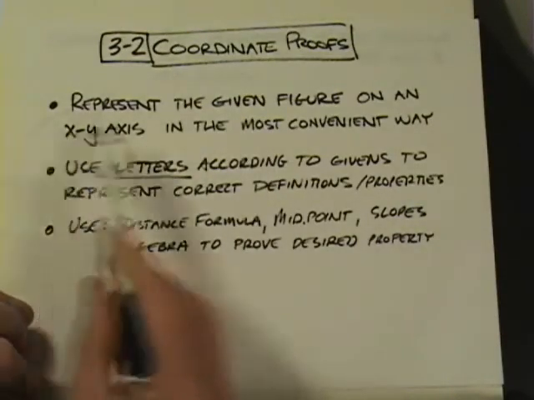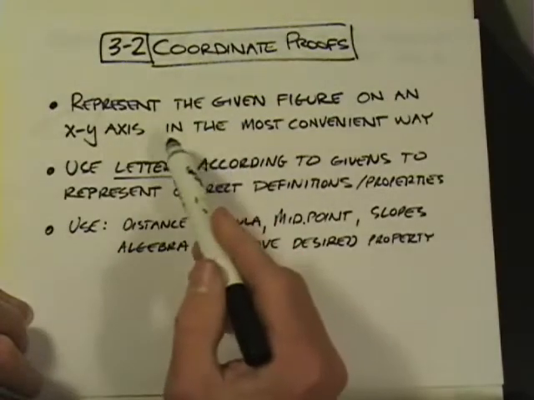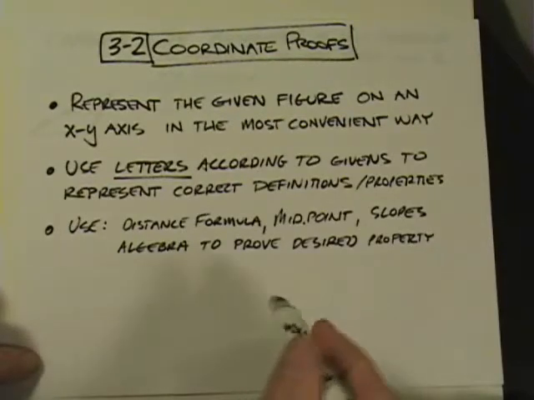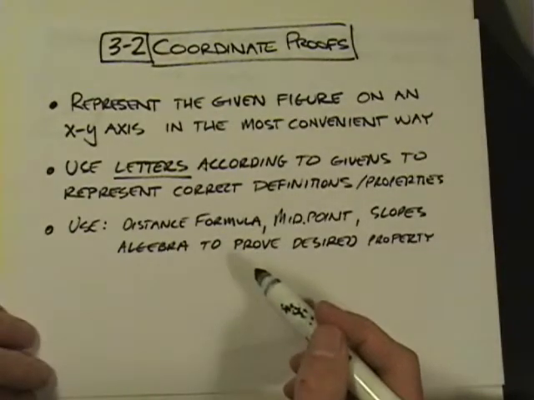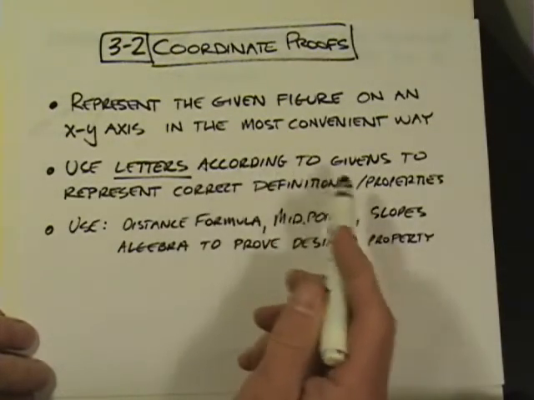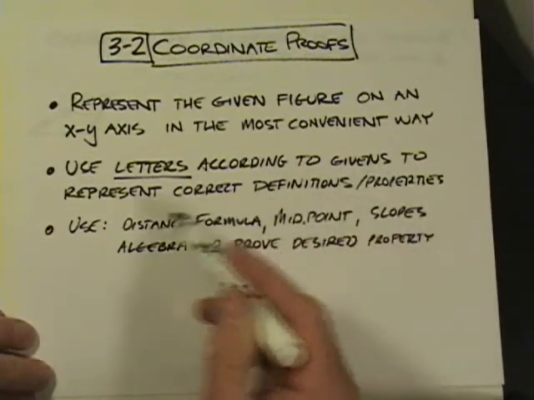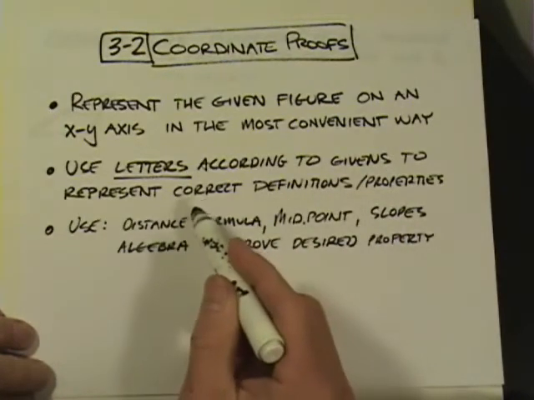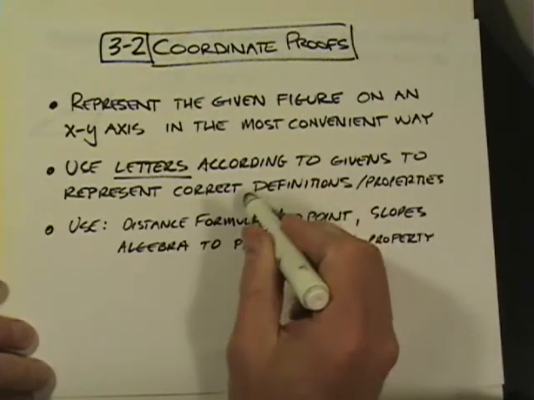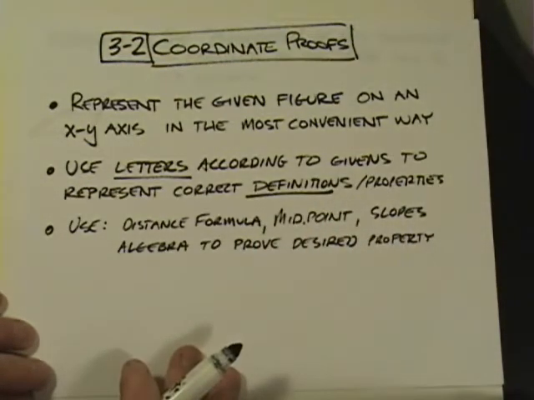And we're allowed to take whatever figure we're doing a proof with and orient it in the most convenient way. So we can place it on that axis however we think best. We're going to use letters to represent the vertices or sides of things, and we can assign those variables to the givens and to represent the correct definition for the figure and occasionally properties, but we usually are focusing on just what the givens are in relation to the definitions.